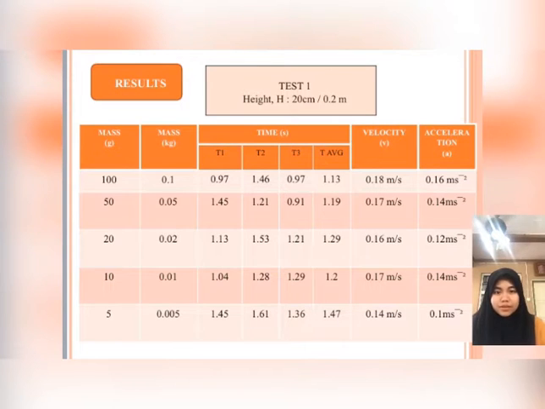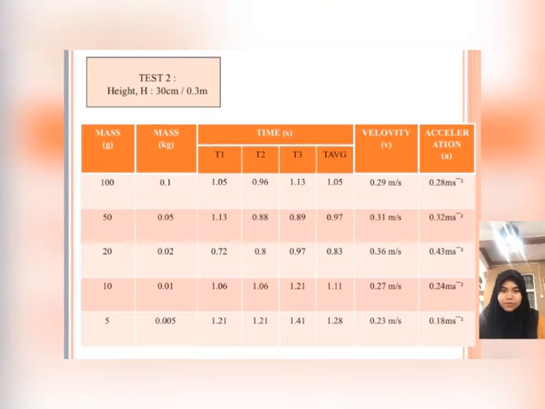So for the acceleration is 0.18, 0.17, 0.16, 0.17, and last 0.14. For the acceleration, 0.16, 0.14, 0.12, 0.14, last 0.1. So for the table test 2, the height is 30 centimeter.